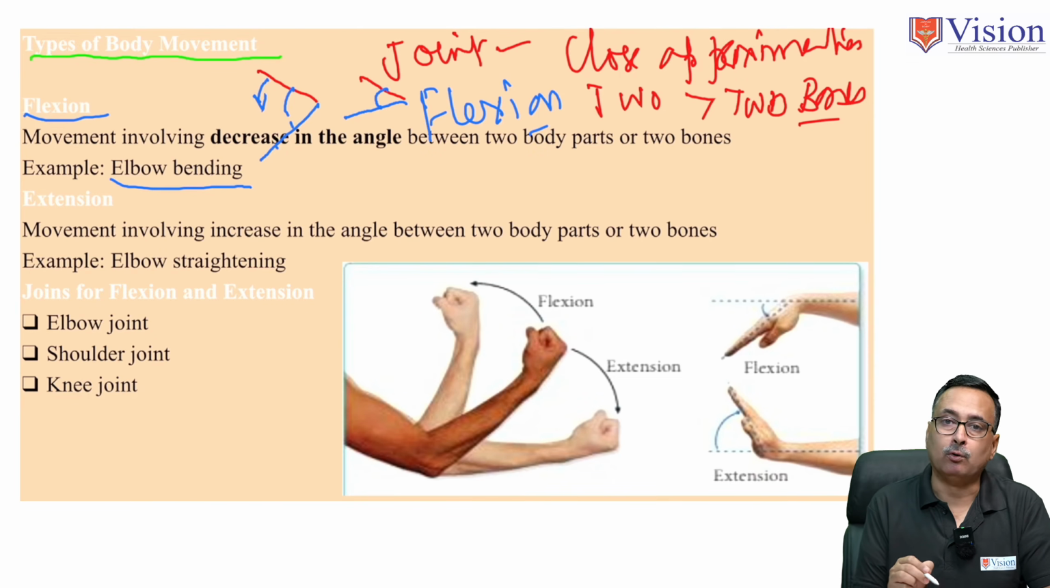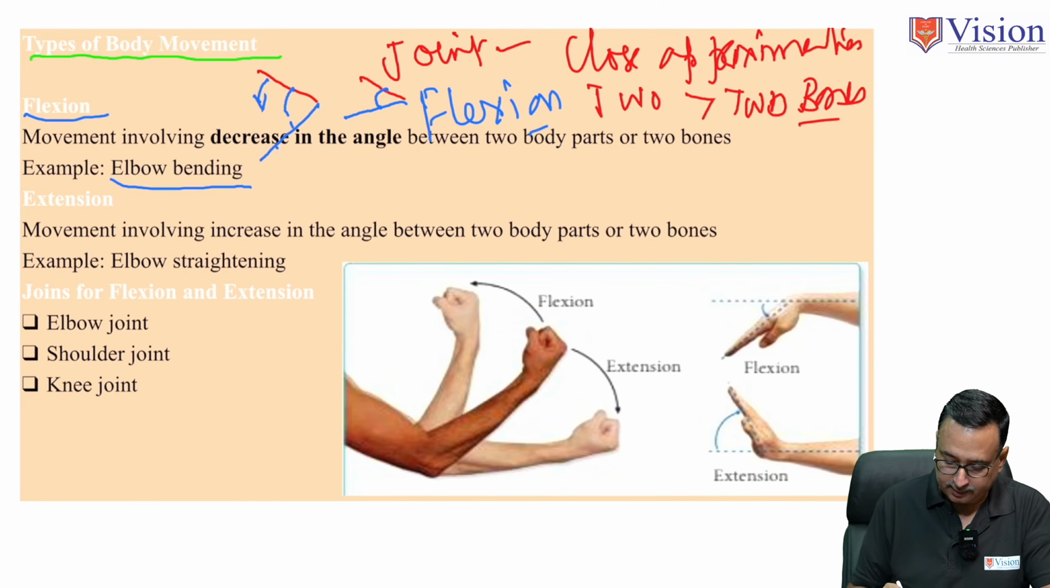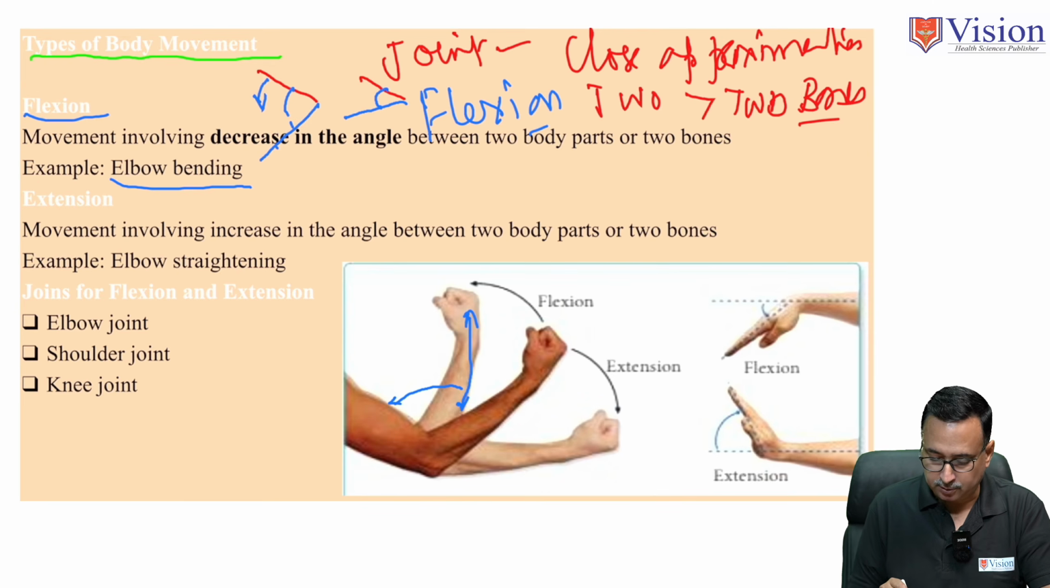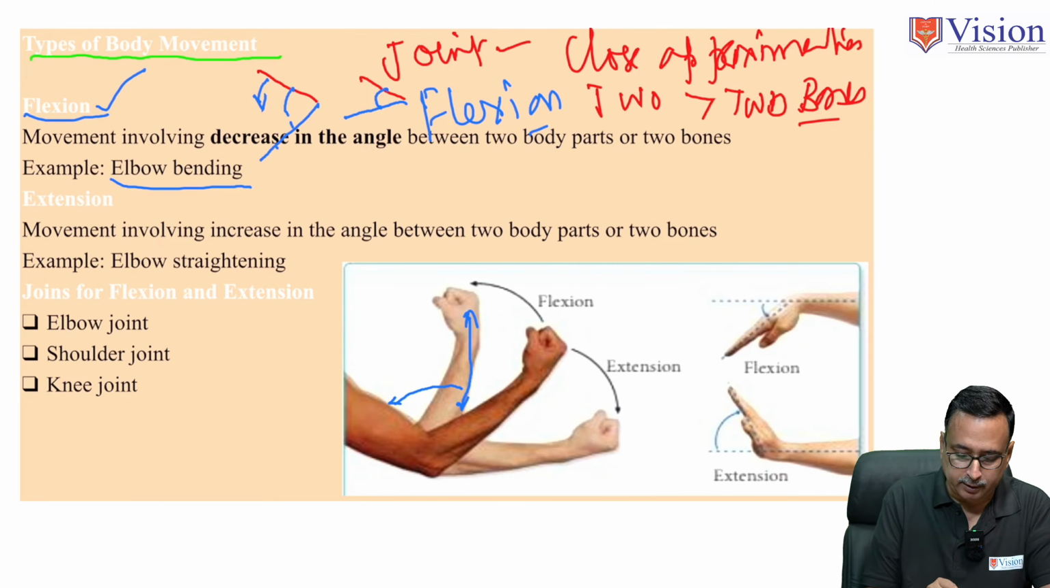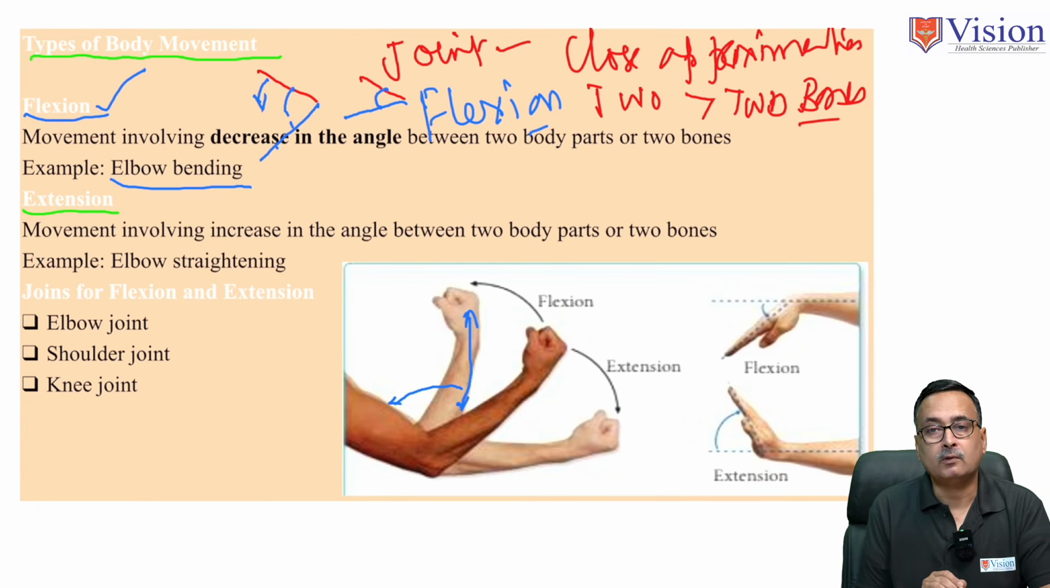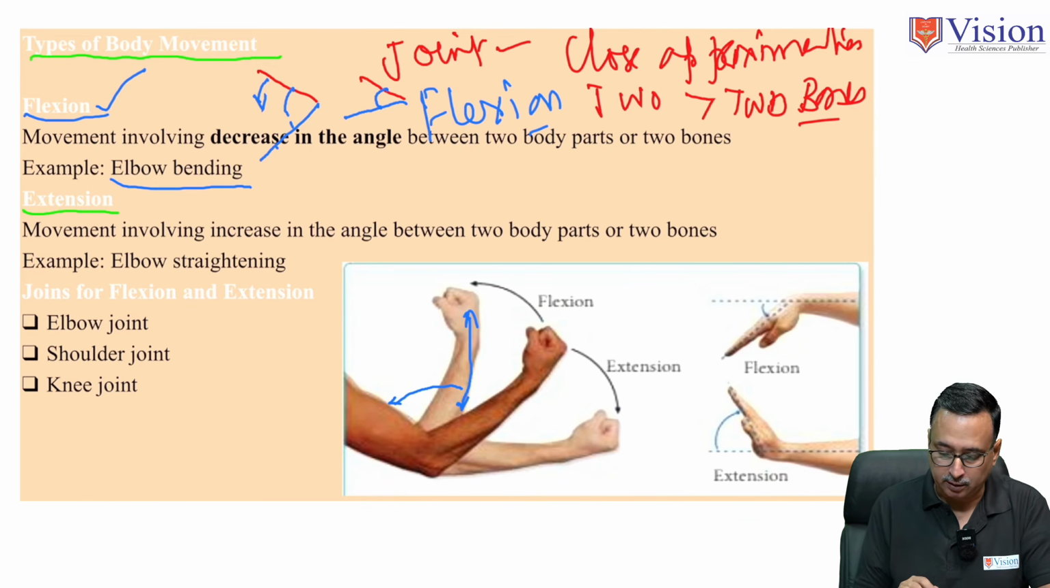For bending an elbow, the lower arm comes closer to the upper arm. As this diagram says, this is the lower arm. When it comes closer to the upper arm, the angle is reduced. This is called flexion. Opposite to this body movement, there is an extension. Extension is a movement when two body parts move away from each other and the angle between the two is increased.